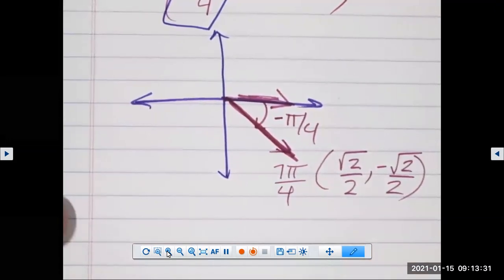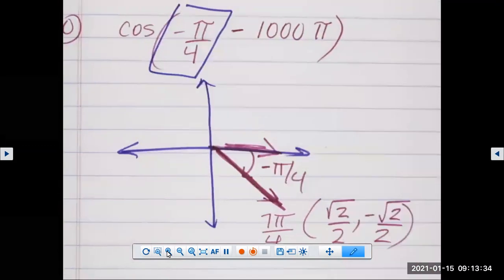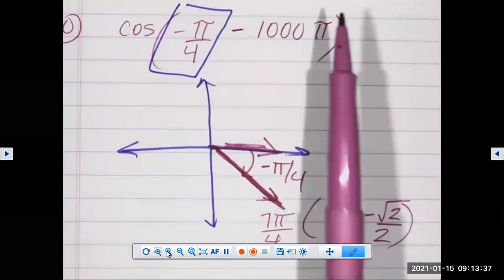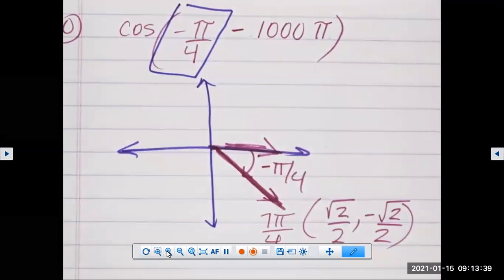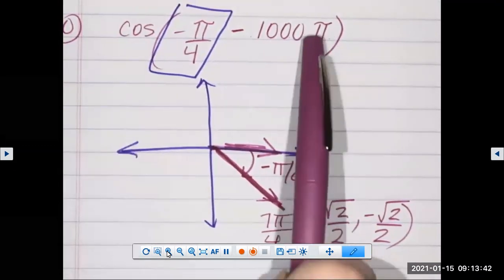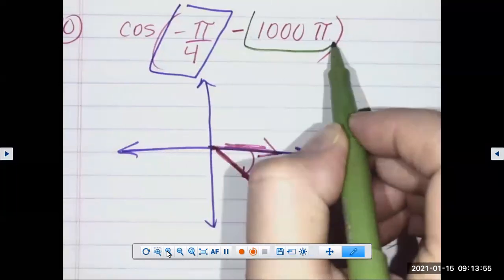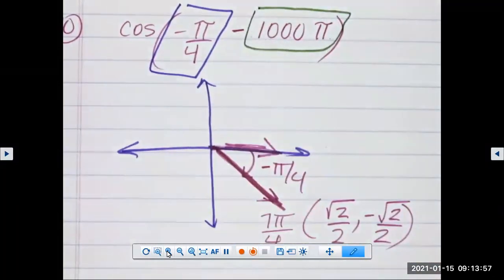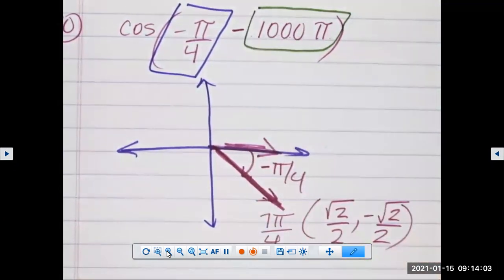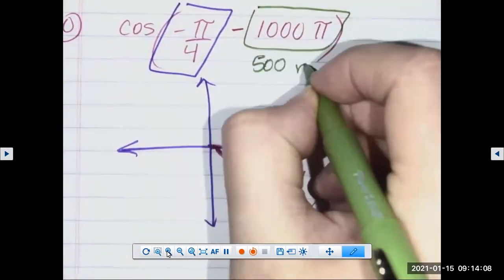Okay, anyway, so we've got this basic angle. Then they say I'm subtracting 1,000 pi from that. If you ever see a problem like this, see if this number is a multiple of 2. Is 1,000 a multiple of 2? Yes. So 1,000 pi, how many revolutions would that be? How many times will 2 pi go into 1,000 pi? 500. So this is actually just 500 revolutions around.